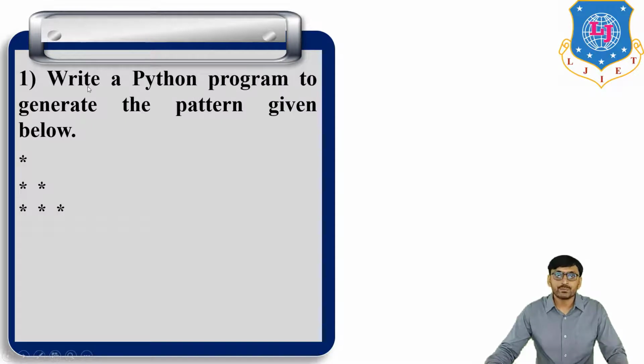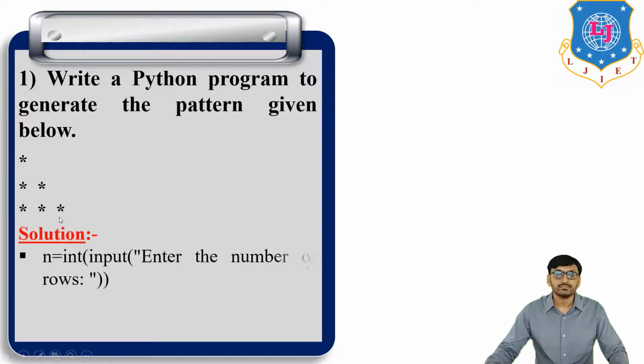So, first program: write a Python program to generate the pattern given below. To generate this pattern: star, then star star, then star star star. So the solution: n = int(input("Enter the number of rows")).